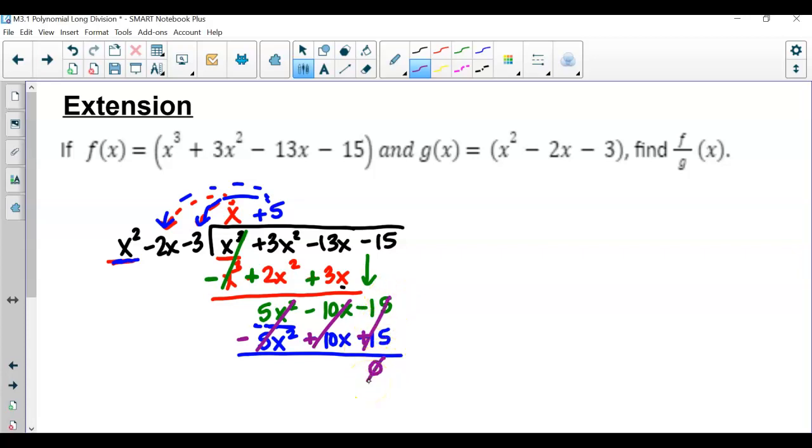So what did it mean when you had a remainder of 0? That this expression here, this polynomial, is a factor of our polynomial given to us. So the answer is just x plus 5.